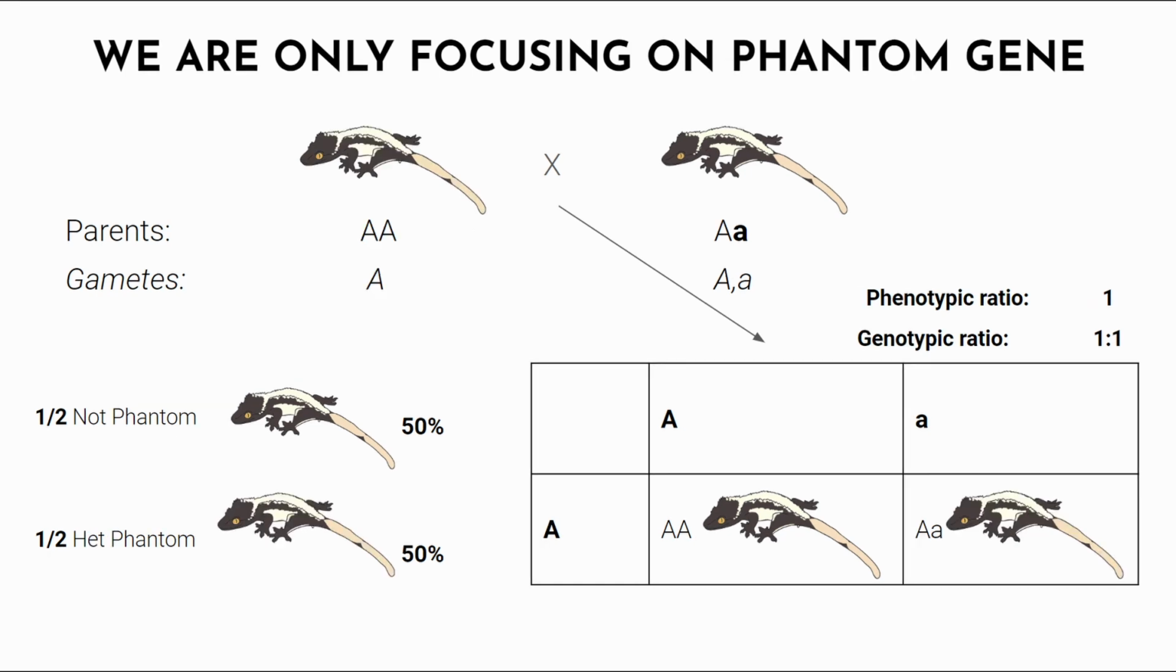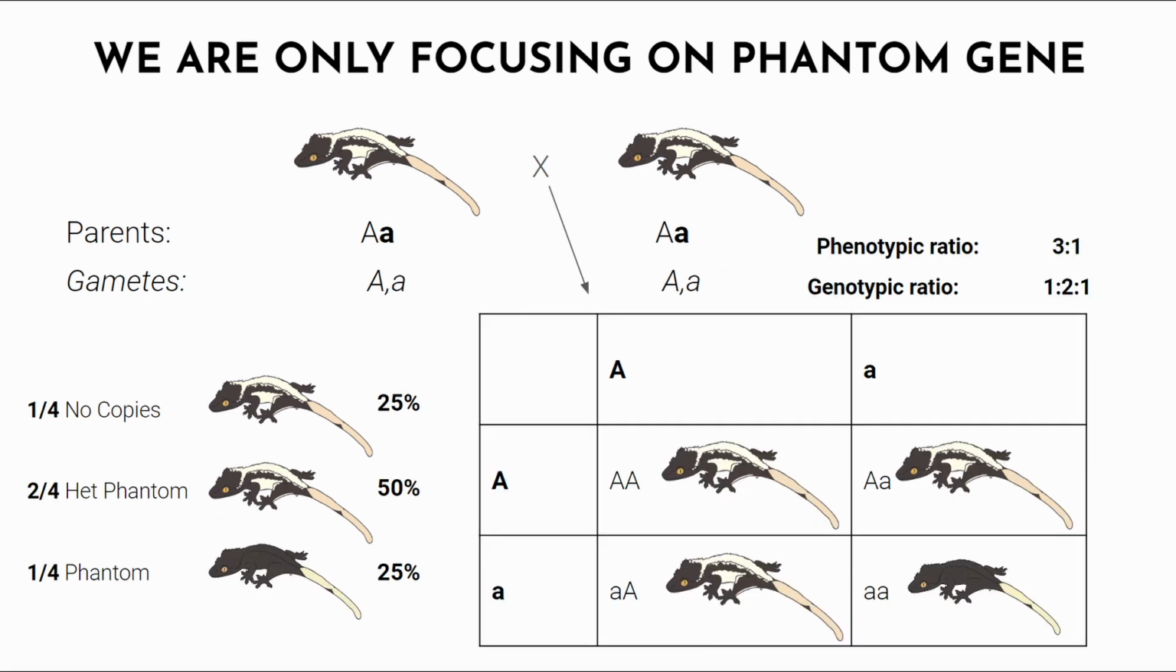When we pair up a homozygous dominant, which means that there are no copies of the phantom gene, to a heterozygous, which means that there is one copy of the phantom gene, we are going to get half of the kids no phantom with no copies, and half of the kids heterozygous phantom. So visually, all of the kids are going to be not phantom, however, half of the kids are going to have a copy of the phantom gene. So the phenotypic ratio is going to be 1 because all of the kids look the same, but the genotypic ratio is going to be 1 to 1.